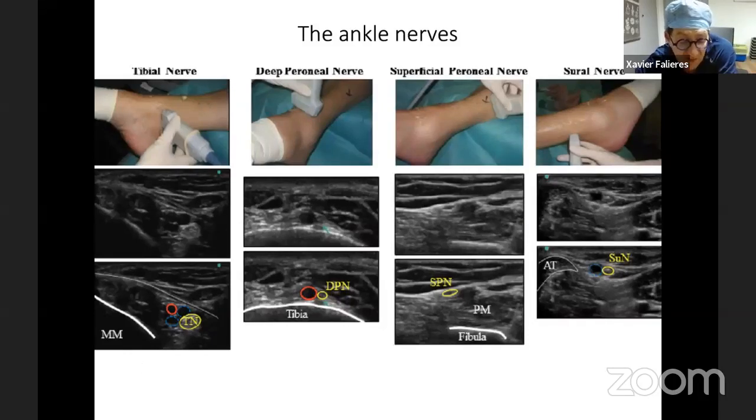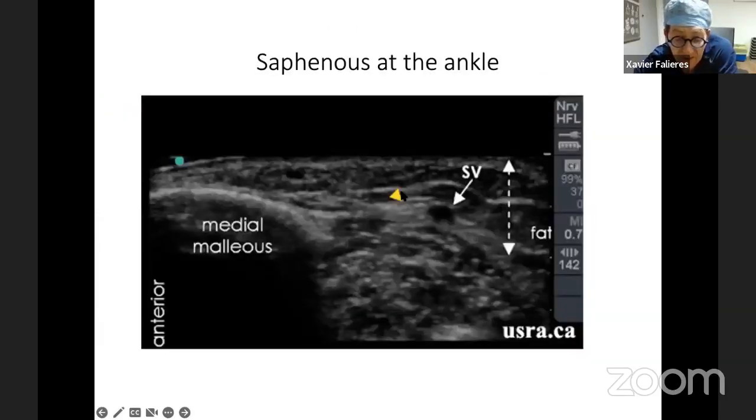It's very, very easy. Then the deep peroneal nerve is at the medial side of the artery, at the front side, just at the foot here. Then, very important but not so easy, the superficial peroneal nerve. And when you are very trained, you can find the sural nerve here. And the saphenous nerve is at the lateral side of the saphenous vein.